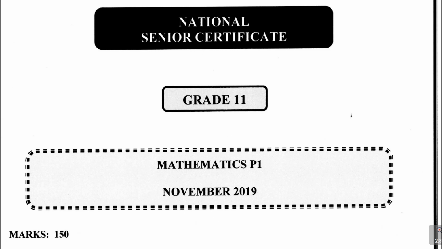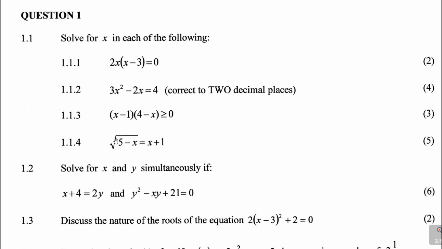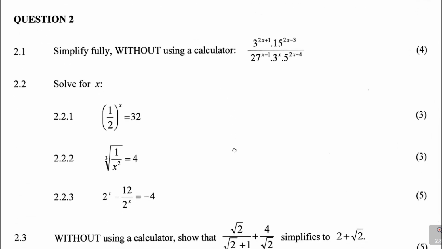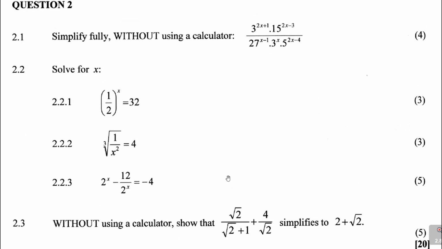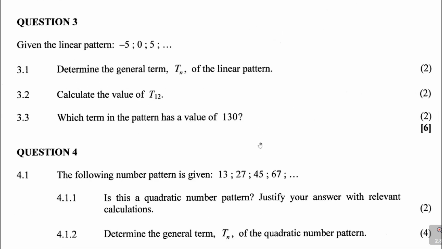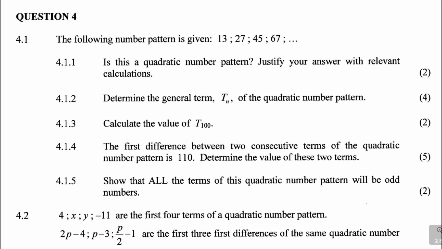Look at this question. As I said, this was the November 2019 paper. I'm looking at question by question. We have done question number 1, and we have already done question number 2. I went on to look at question number 3. It was a short video. Now let's look at question number 4. As we briefly described in the previous lesson, this question number 4 focuses partly on the quadratic pattern. It says the following pattern is given.